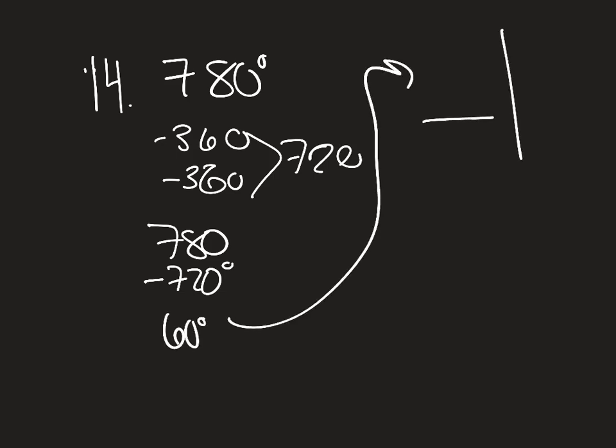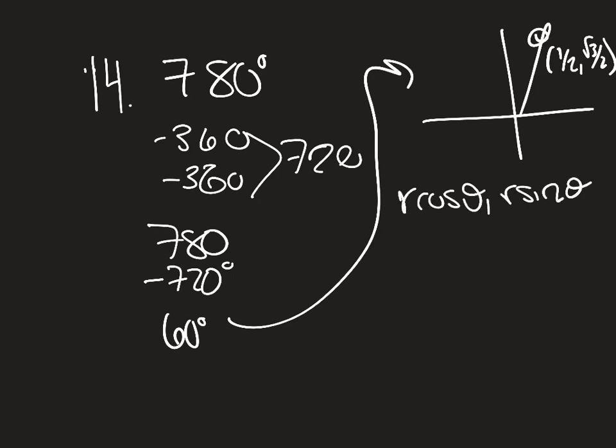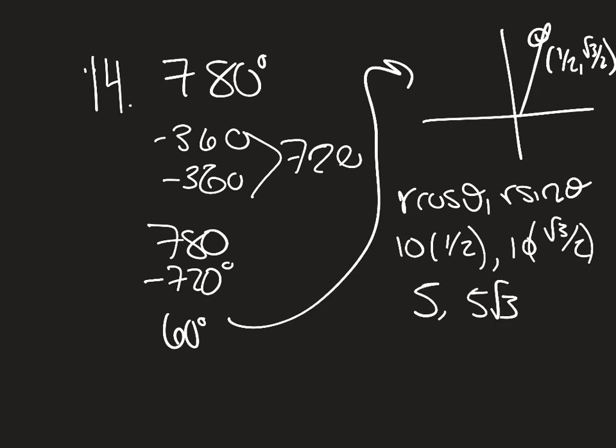So at 60 degrees up here, my ordered pair is 1/2, root 3 over 2. r cosine theta, comma, r sine theta. So my r in number 14 is 10. So 10 times 1/2, comma, 10 times root 3 over 2. And that gets me 5, comma, 5 root 3.